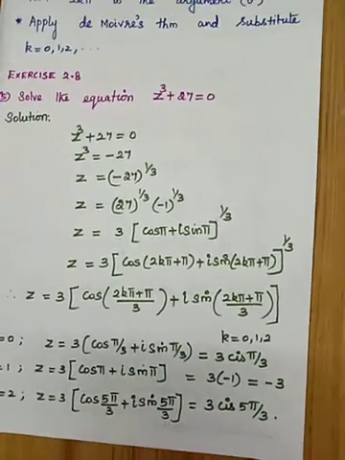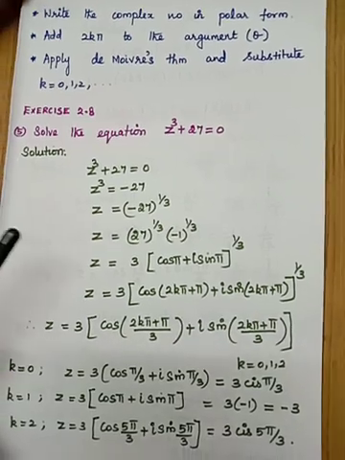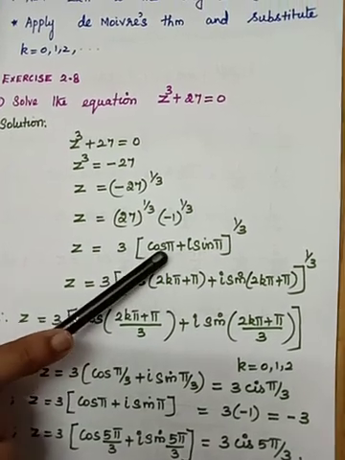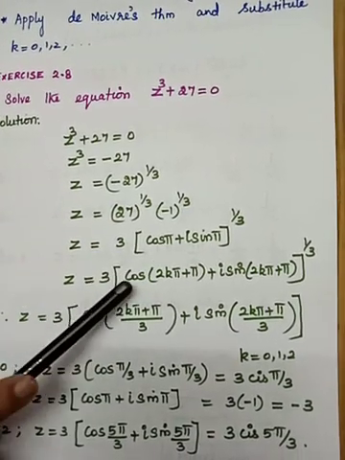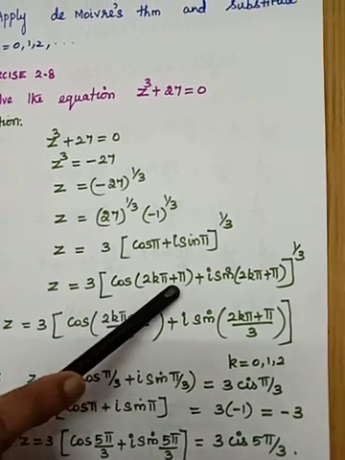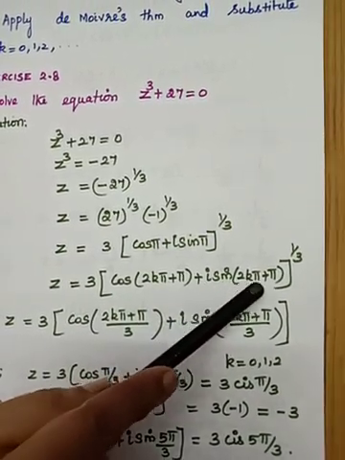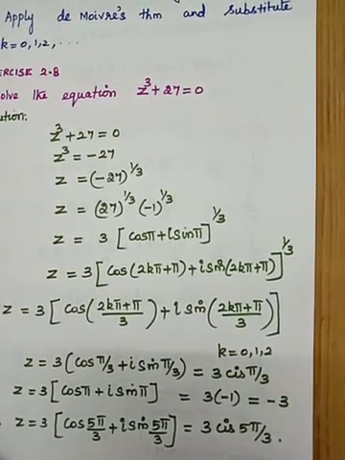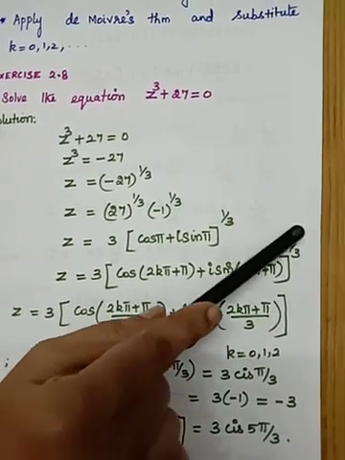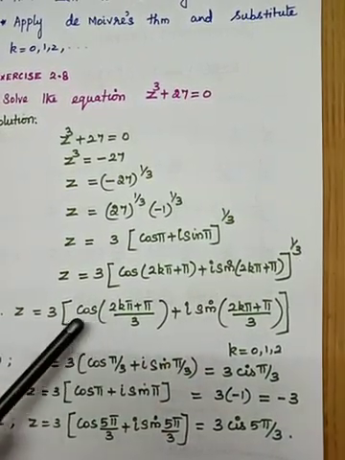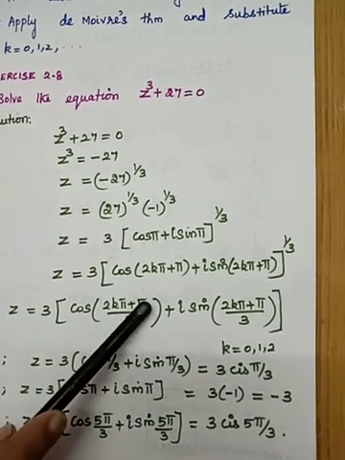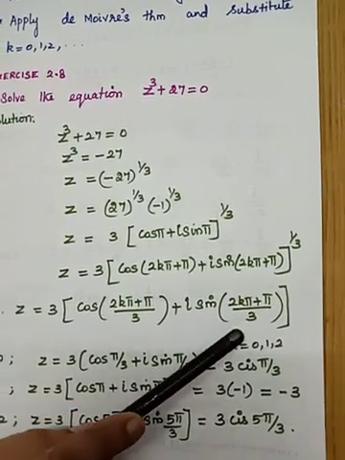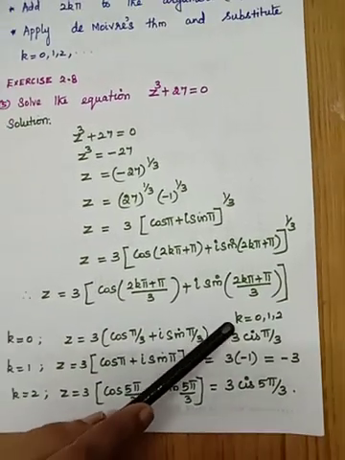What's the second step I have said? Add 2k pi to the argument theta. Here your theta is pi, so along with pi you have to add 2k pi. So it is cos of 2k pi plus pi plus i sin of 2k pi plus pi, the whole power 1 by 3. The next step is to apply De Moivre's theorem, applying the power. So it will become cos of (2k pi plus pi) by 3 plus i sin of (2k pi plus pi) by 3, and you have to substitute the values starting from 0.